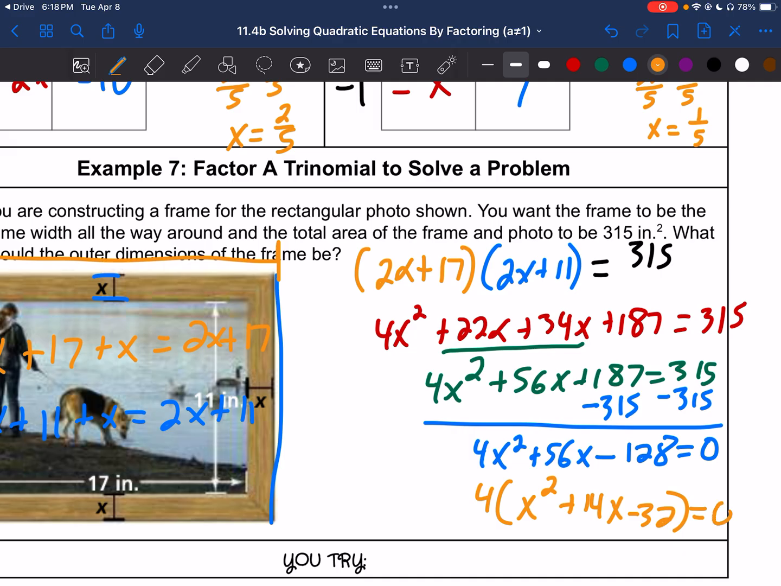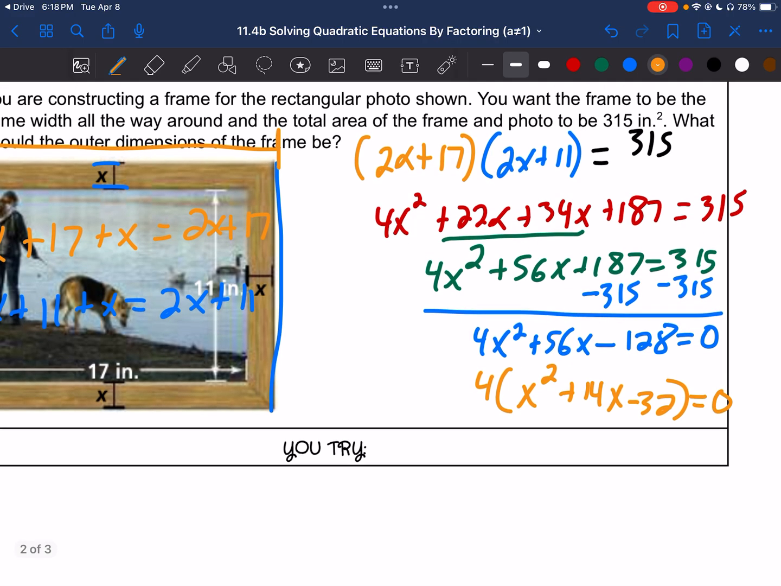So now I'm looking for factors of negative 32 that add up to 14. So we have 4 still on the outside. We've got x minus 2. We have x plus 16, right? 16 times negative 2 is negative 32. When you add those two values together, you get positive 14. And that's equal to 0.